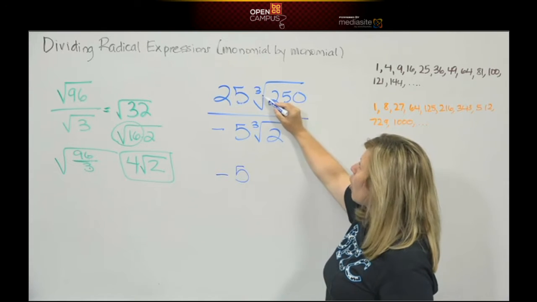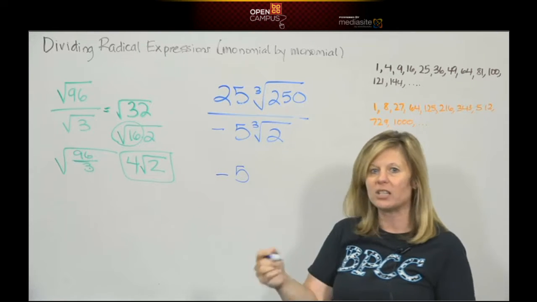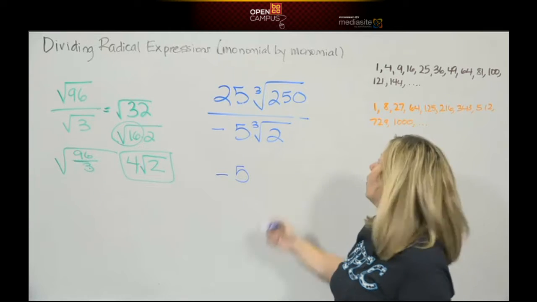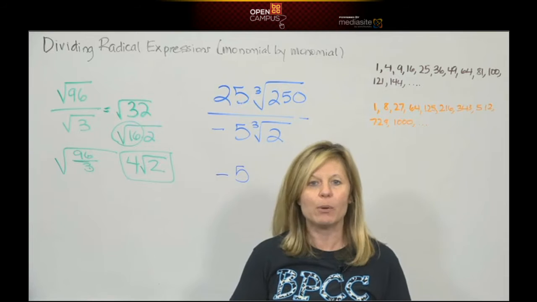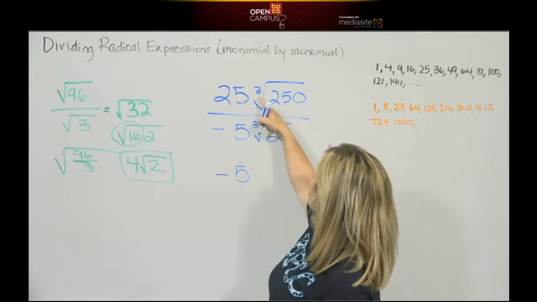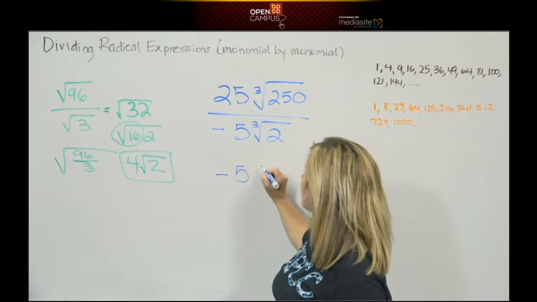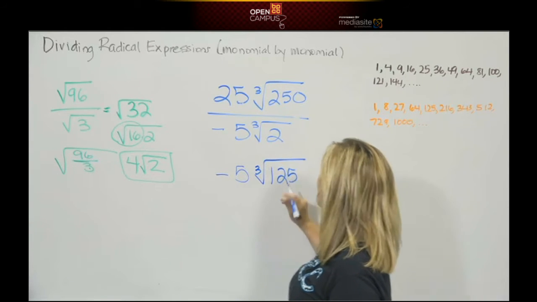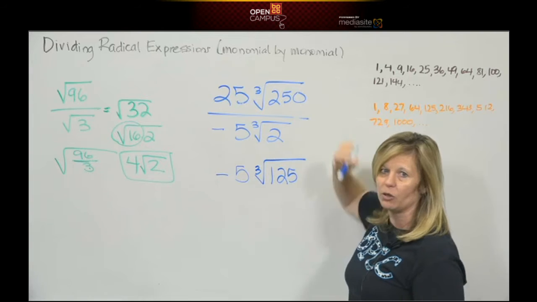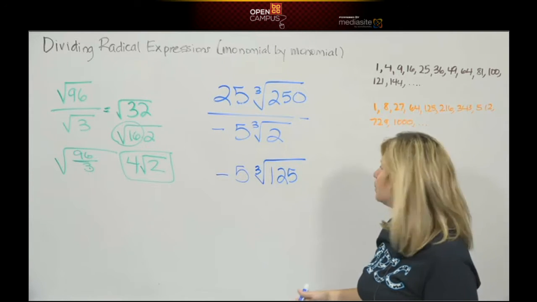Now we're going to divide. Our indexes are both 3, so we can divide. They're both cube roots. So what is 250 divided by 2? That would be 125. So the cube root of 250 divided by the cube root of 2 is the cube root of 125. And that also would have been in the numerator because that's what the bigger value is.